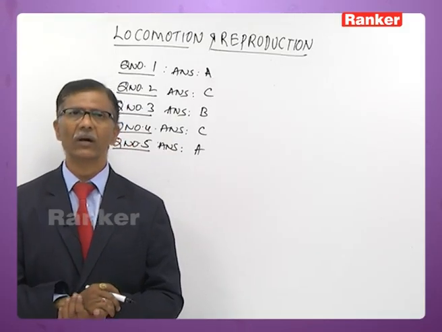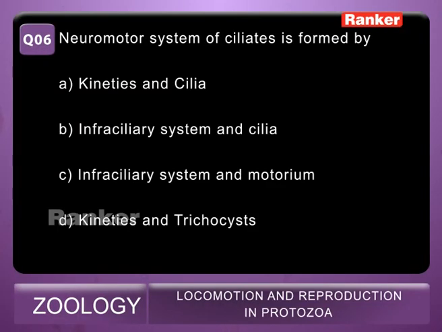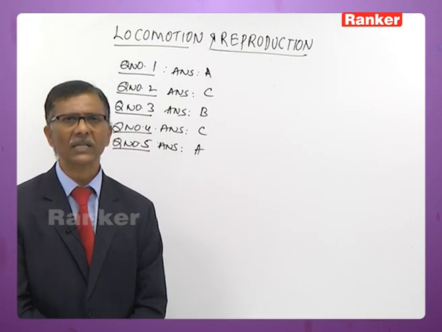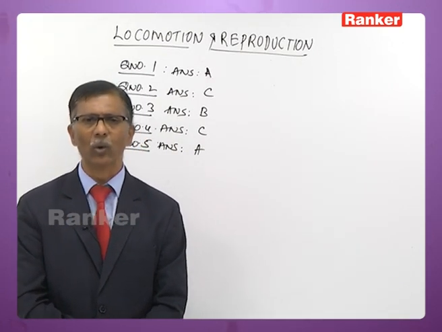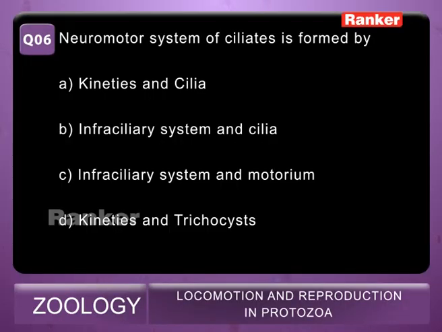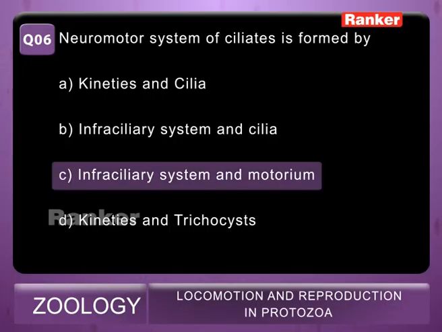Now sixth question here now: neuromotor system in ciliates is formed by A. Kinetids of cilia, B. Infraciliary system, C. Infraciliary system and motorium, D. Kinetids and trichocysts. Neuromotor system in ciliates is formed by both infraciliary system and motorium. So sixth question correct answer is C.